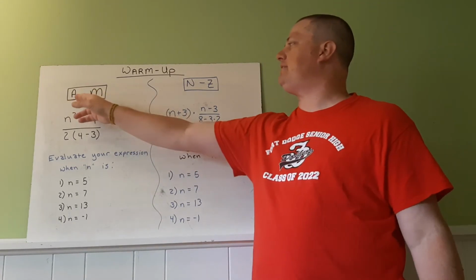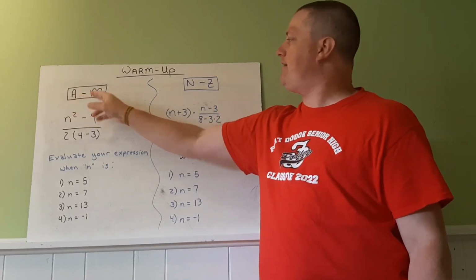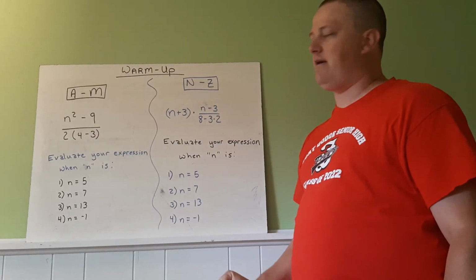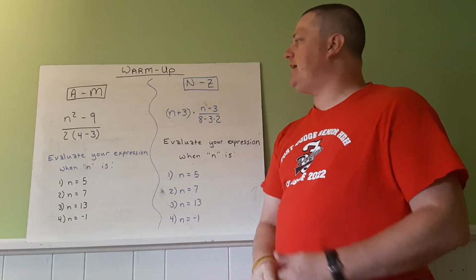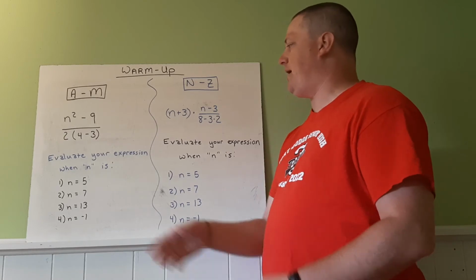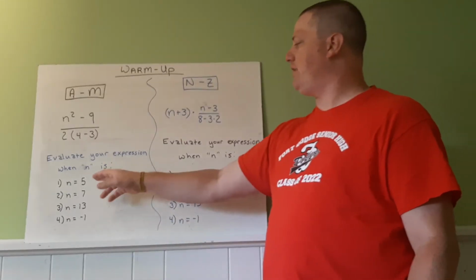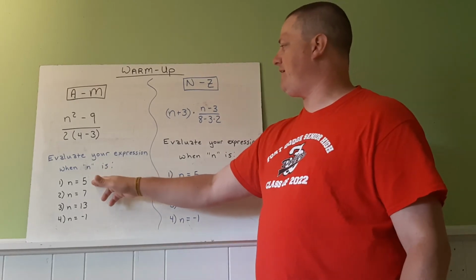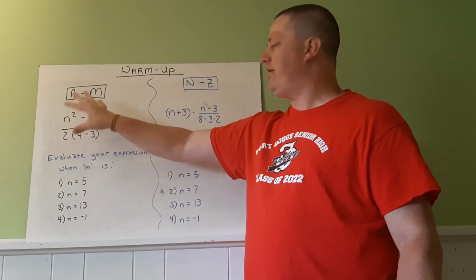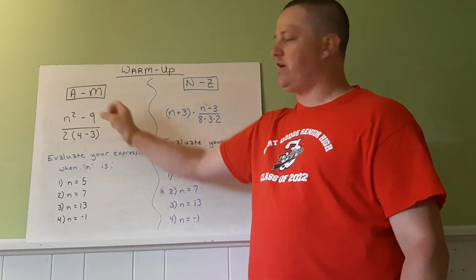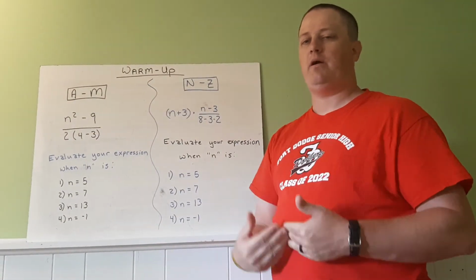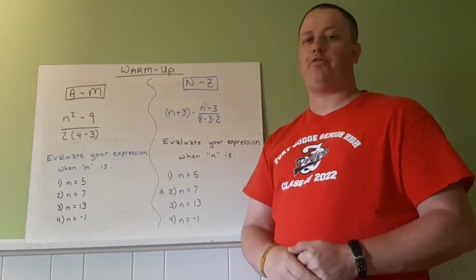So anyone whose last name starts with A through M is going to do this problem here. So please write that down. And then you're going to evaluate. You're going to do the math for this problem 4 times. You're going to use 5, 7, 13, negative 1. So for example, you're going to take 5. You're going to put it in for n. I would probably rewrite the problem. Then you're going to do that math using the order of operations. Get an answer. Write that down. Bring it to class along with the other 3.